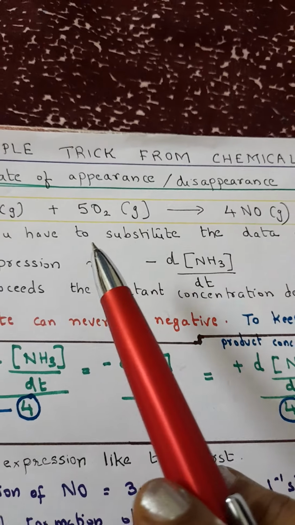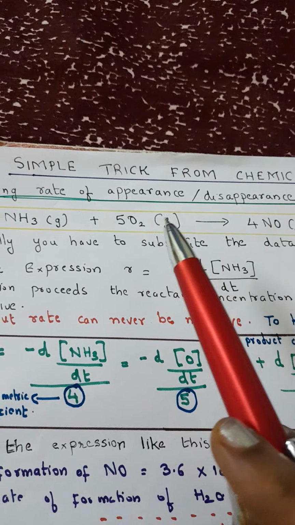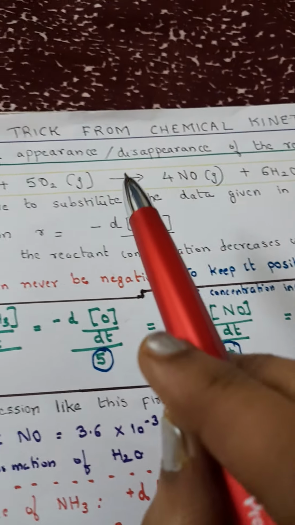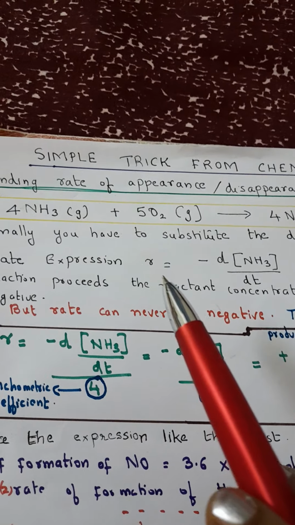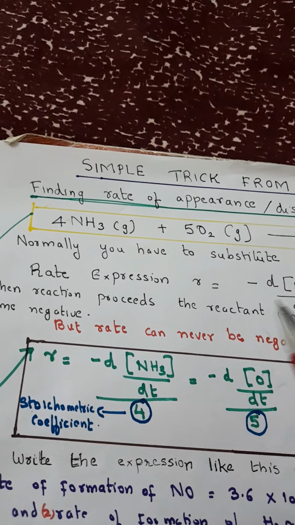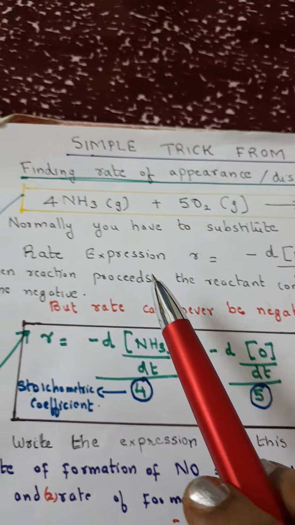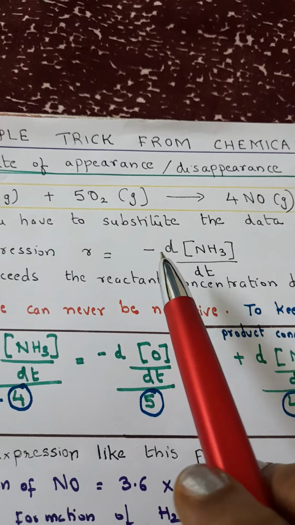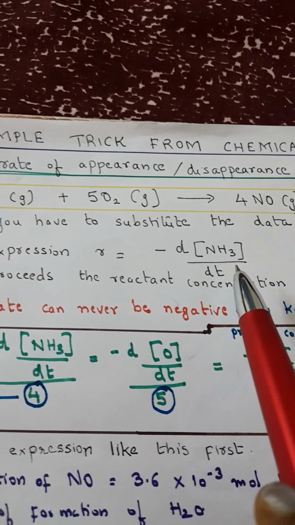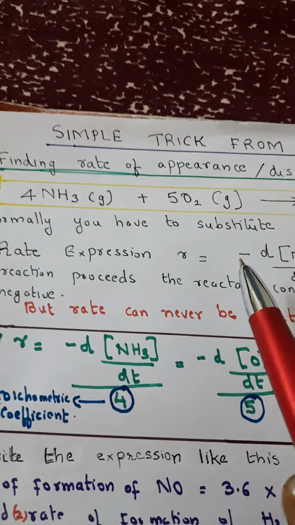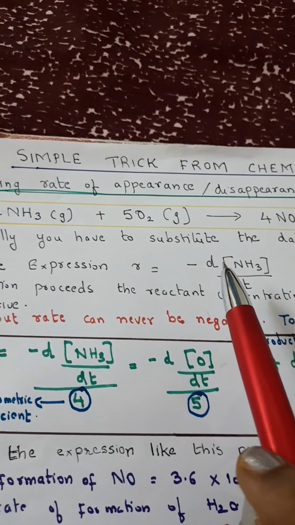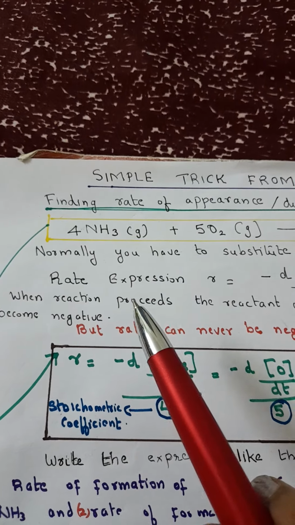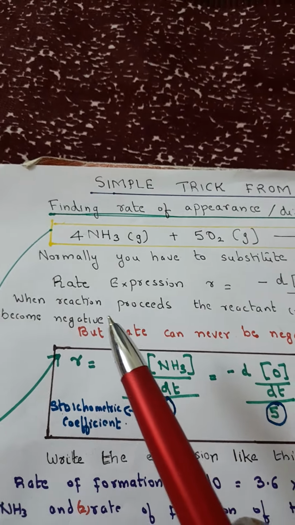Normally, you have to substitute the data given in the rate expression and solve for it. Students get very confused about how to substitute or what to do when they get such an equation. You have a rate expression like R is equal to minus d[NH3] divided by dt. Using this rate expression only, we are trying to solve this sum. There is an important point you have to remember.